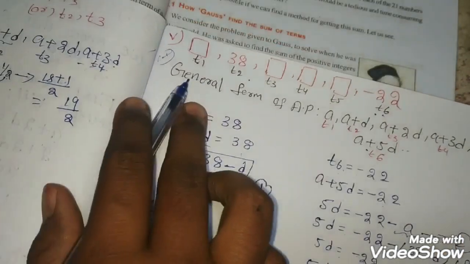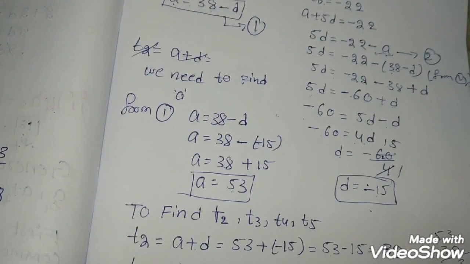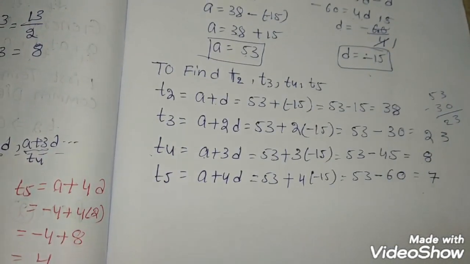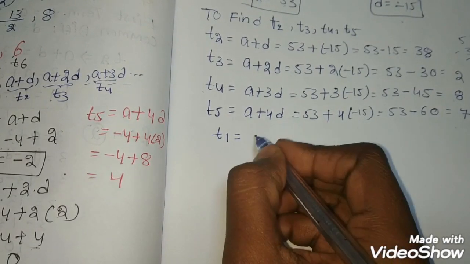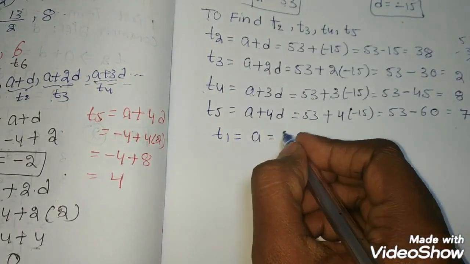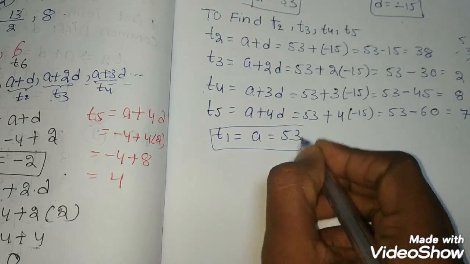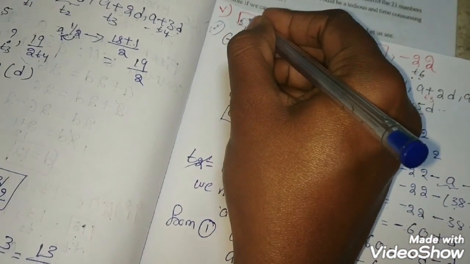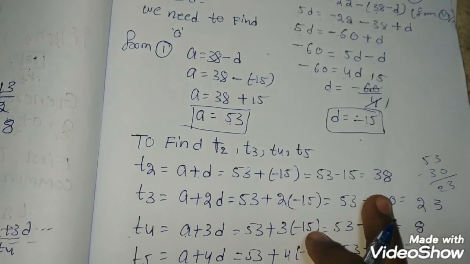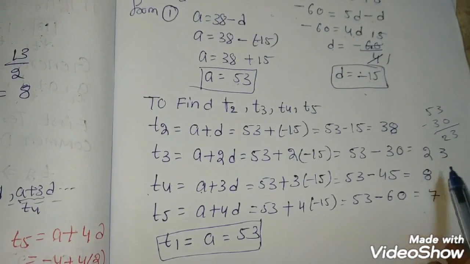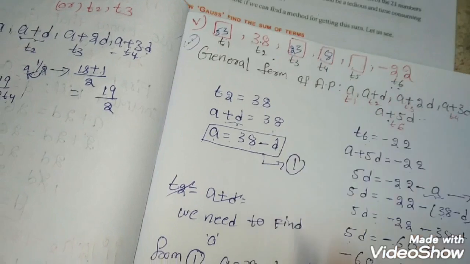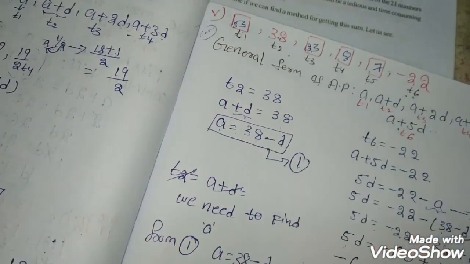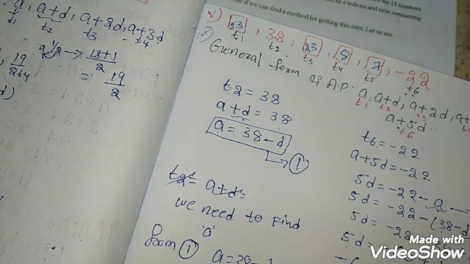Write down here. What is term 1? Term 1 is equal to A. So what is A here? 53. Okay, write down 53. What is term 2 here? 38, 23, 8, 7. 38 we already found here, and 23, 8 and 7 are the missing numbers. These are the missing numbers. So this is our solution.